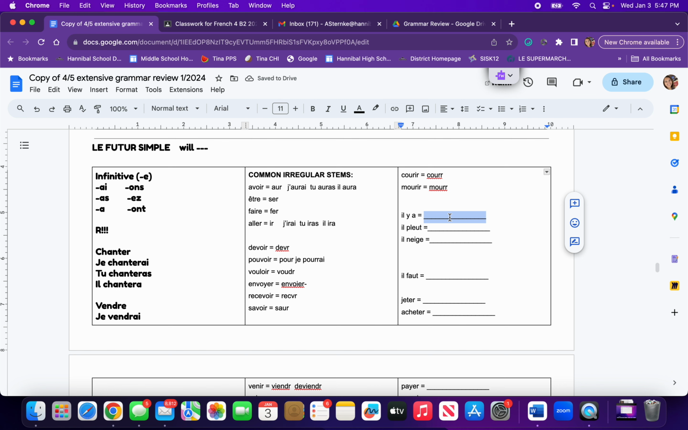Il y a, that's not really irregular, but it's good to know that il y a, there is or there are, becomes il y aura, which is now there will be in the future.